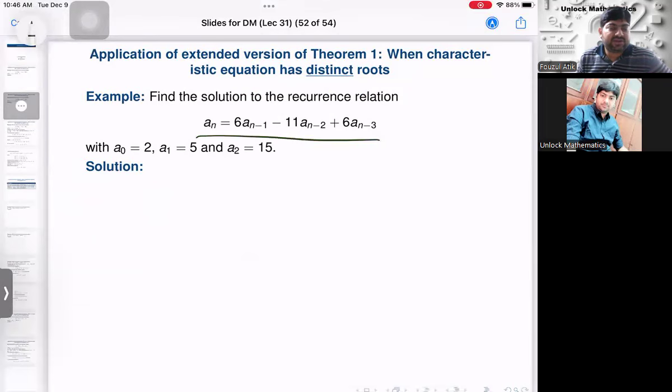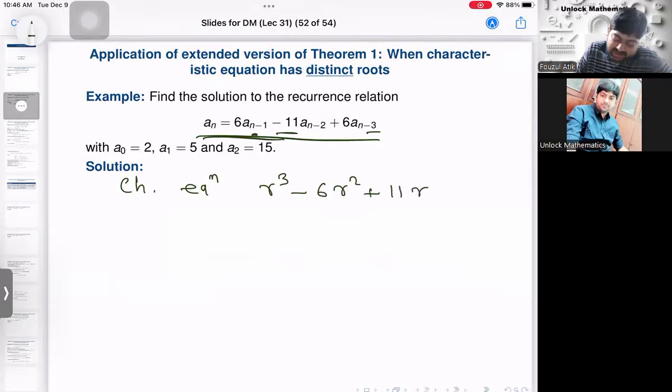What is the degree of this recurrence relation? It is linear homogeneous with constant coefficients, of degree 3. What is the characteristic equation of it? Because it is of degree 3, the characteristic equation is r cube minus 6r square plus 11r minus 6 is equal to 0.